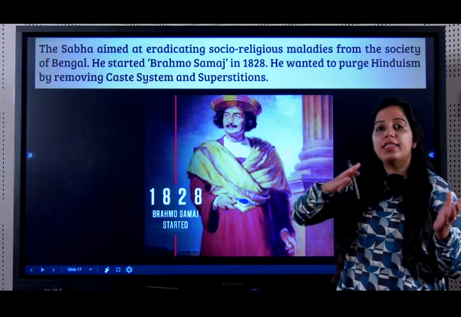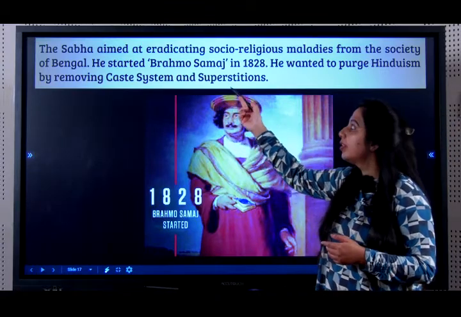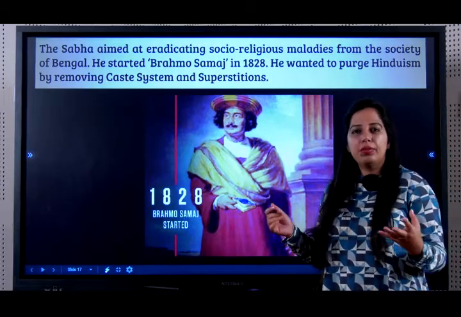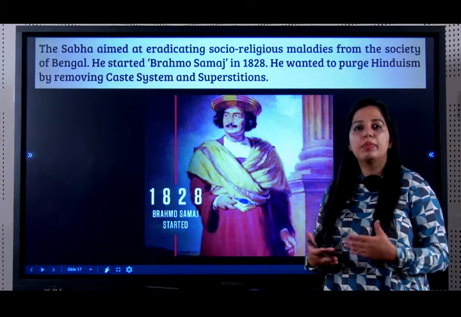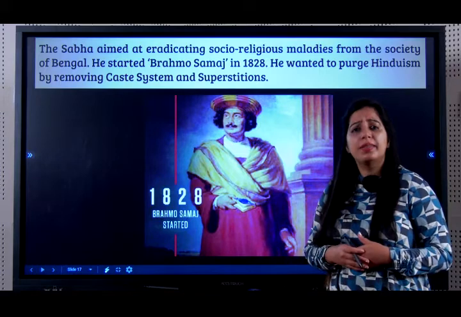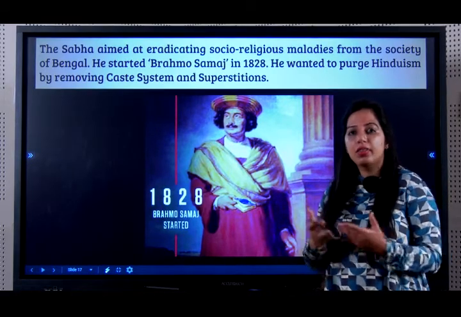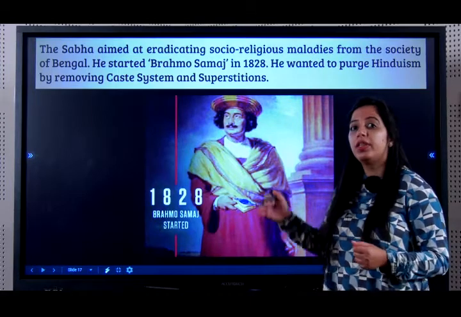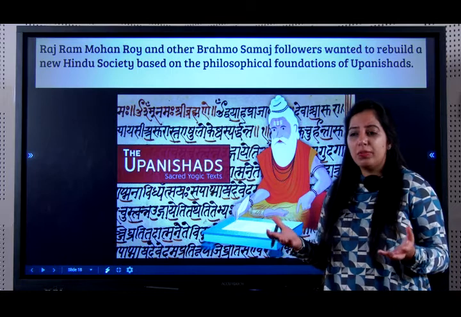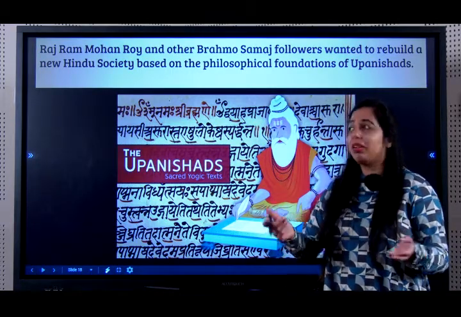After they started Atmiya Sabha, later they started Brahmo Samaj in 1828. After reading so many scriptures and discussing in the Atmiya Sabha with his friends, Raja Ram Mohan Roy believed that the caste system makes no sense and he wanted to work really hard amongst the Hindus to remove the caste system and all the other superstitions. Superstitions like you have to tie lemon and chili and so on.